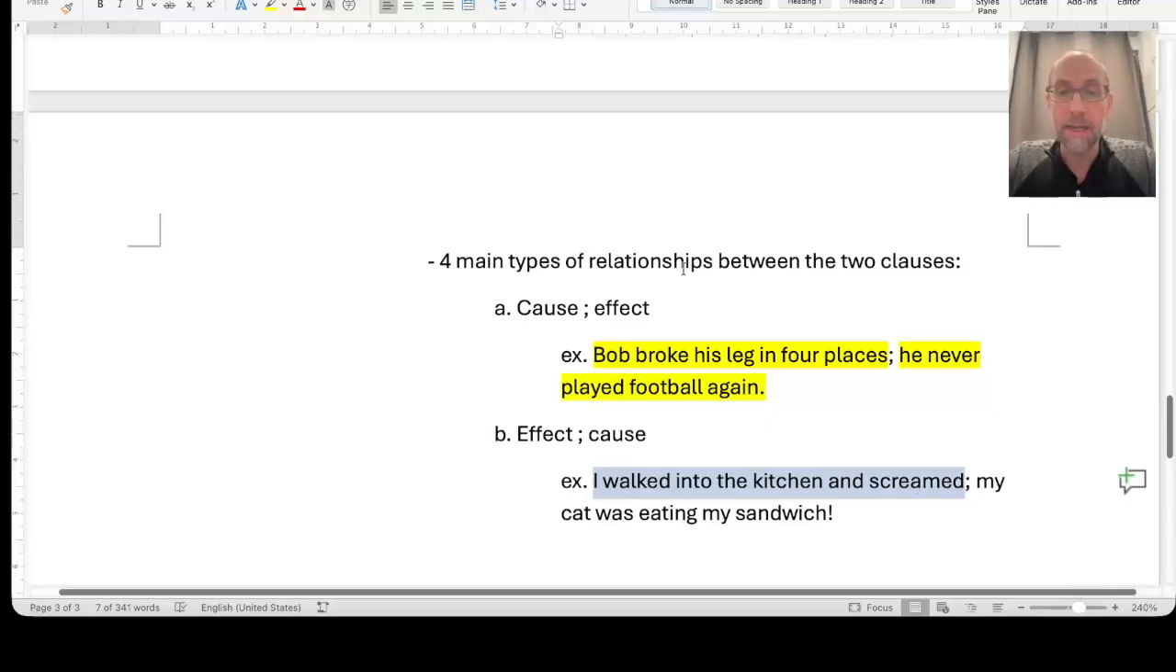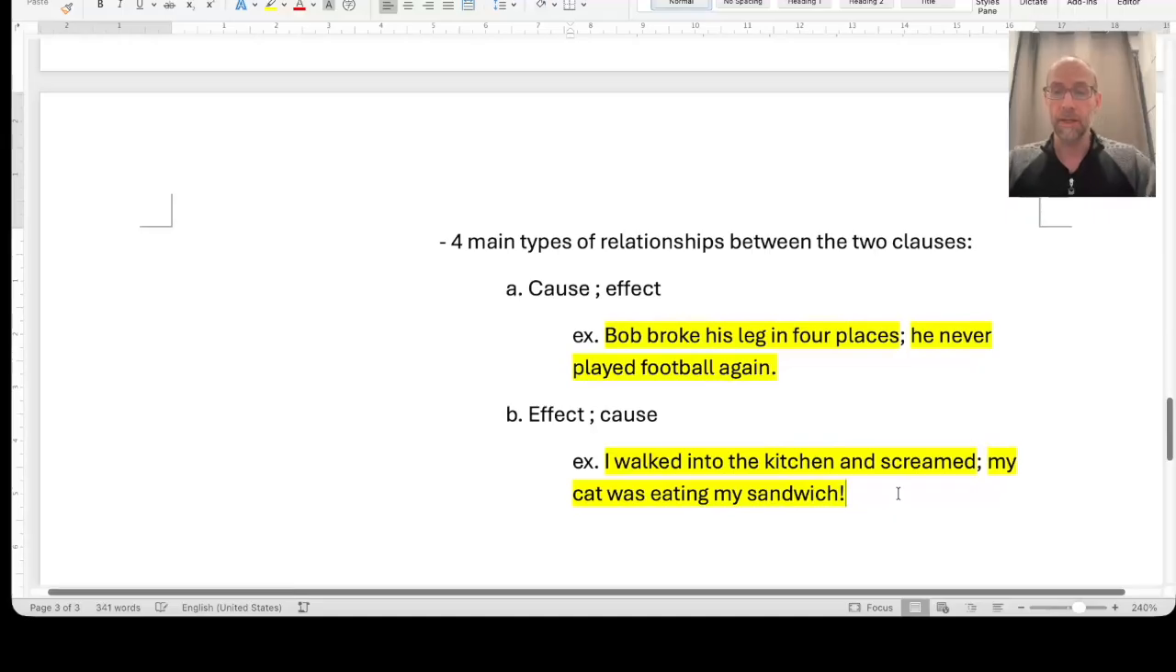Okay, so again, we can see that this follows our rules for independent clauses. Can you imagine if I put a period here, though? What if I put a period and then I started with a capital M? It would sound strangely disconnected. I walked into the kitchen and screamed, period. My cat was eating my sandwich. Those aren't unrelated. In other words, they are very related. And it feels like it should be held together. So I would put a semicolon there before I would put a period.